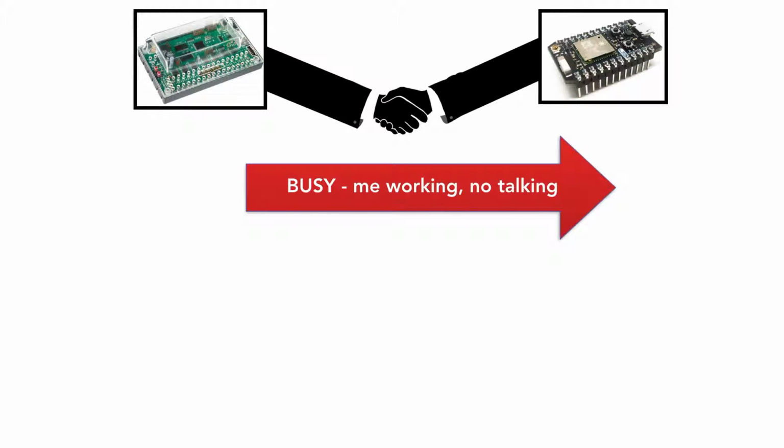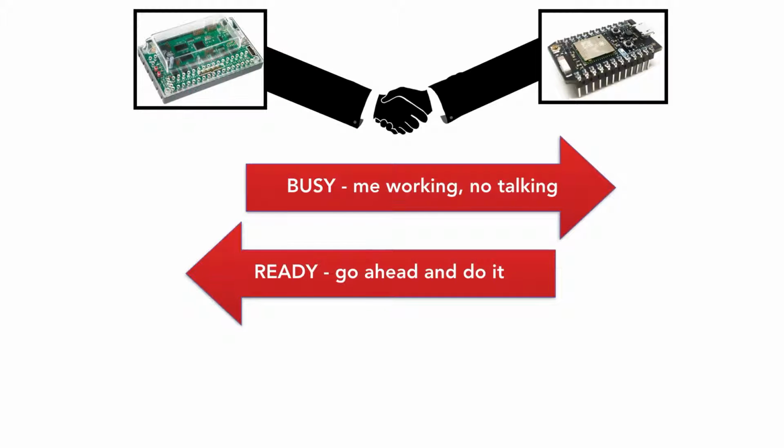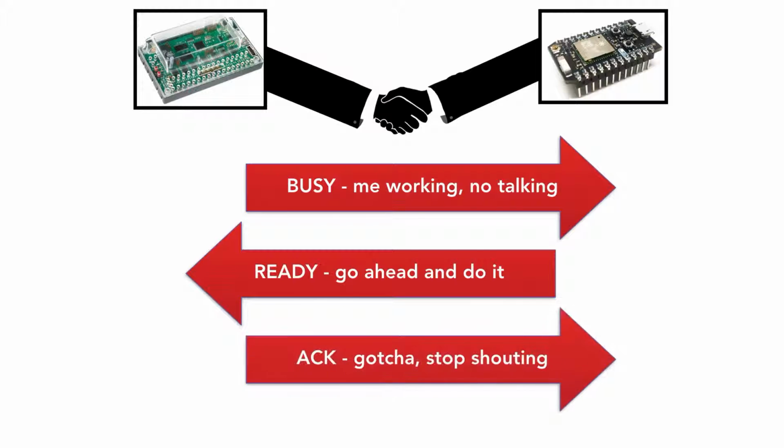The robot needs to have a way of telling the Photon, I'm currently busy and can't accept new commands. Please wait until I've completed whatever I'm currently doing. After that has been done and a new command is encoded, the Photon needs to tell the robot that the command is now ready to be executed, and after the robot has read the command, it needs to acknowledge it so that the Photon knows that the robot has received the command.